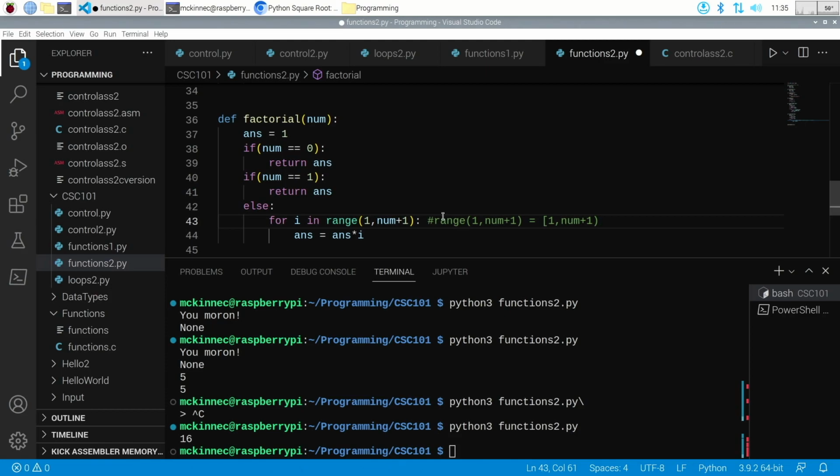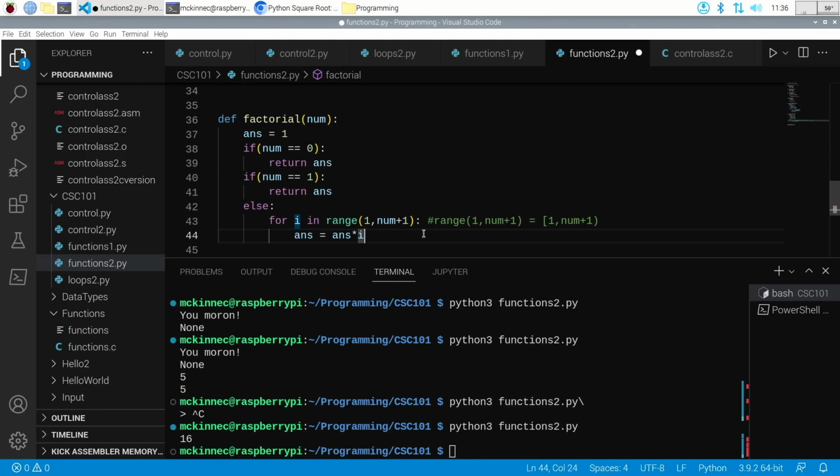So that's why I added 1 to the number, because how many times do I need to do this? I need to go from 1 all the way up to n. And to go up to n, I need to say, go up to n plus 1, but exclude that one. I know that's annoying, and I'm sorry that that's the way Python does it, but c'est la vie. And then I'll just multiply everything. So I'll do 1 times 1 times 2 times 3 times 4 and so on.